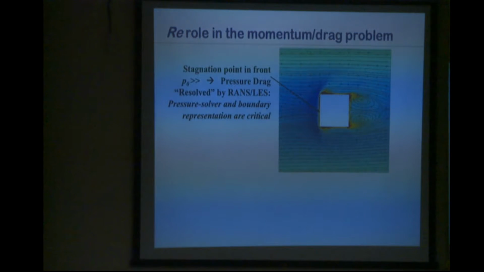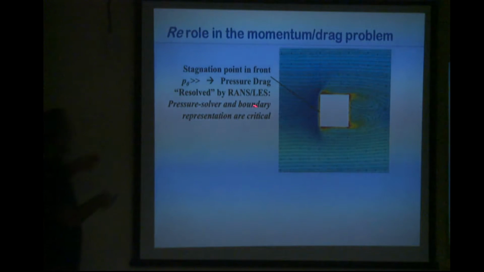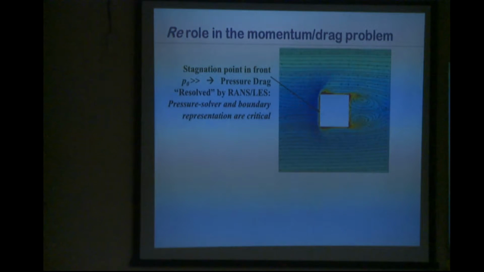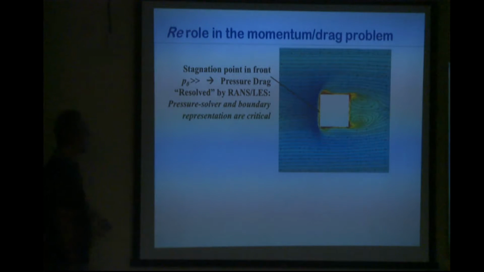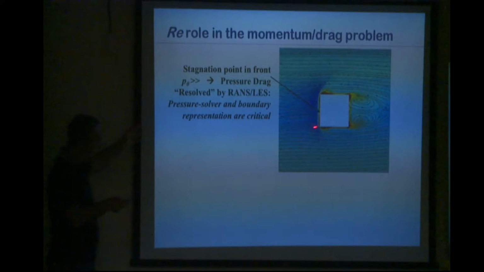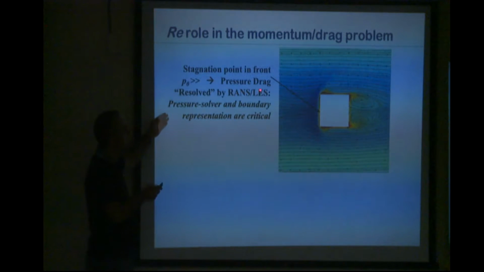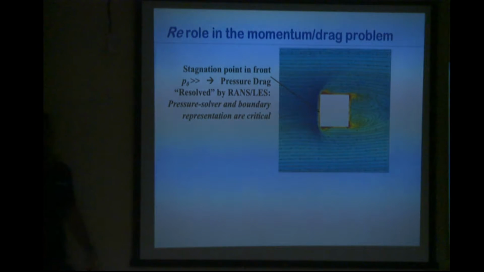When you start going to a very high Reynolds number in a rough wall case, the flow impinges on this cube. The flow is brought to zero velocity. By the Bernoulli equation, you get very high pressure. And the pressure here is larger than the pressure here, and you create what we call the pressure drag on this cube. Now, to represent this in Reynolds-averaged Navier-Stokes simulation or large eddy simulation, you need a good solver for the pressure, and you need to represent your cubes and the force they exert on the flow well.